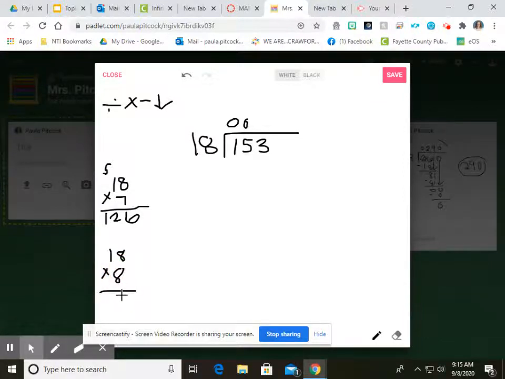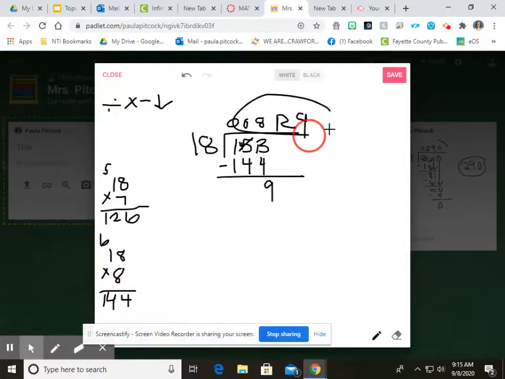8 times 8 is 64. 8 times 1 is 8 plus 6 is 14. Okay, I think it's going to be 8. So I divided, multiplied, and that gave me 144. Subtract, be careful with the borrow. That becomes a 4, that's a 13. I get a remainder 9. Bring it on down. There's nothing to bring down. I'm done. 8 remainder 9.